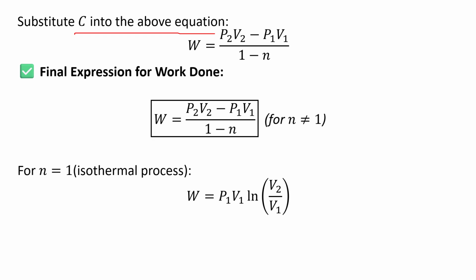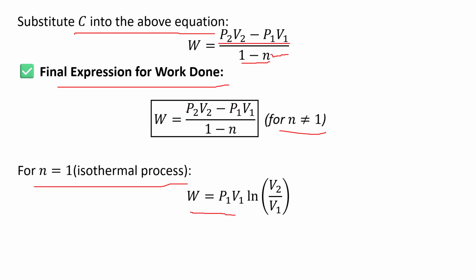So we will get work done, that is P2 V2 minus P1 V1 divided by 1 minus n, where n is a polytropic index. So our final expression for work done in case of polytropic process where n is not equals to 1, it is P2V2 minus P1V1 divided by 1 minus n. And if n equals to 1, it is isothermal process, and we know W, that is equals to MRT ln V2 by V1, or it is P1V1 ln V2 by V1, or it is P2V2 ln V2 by V1, which is known to us.